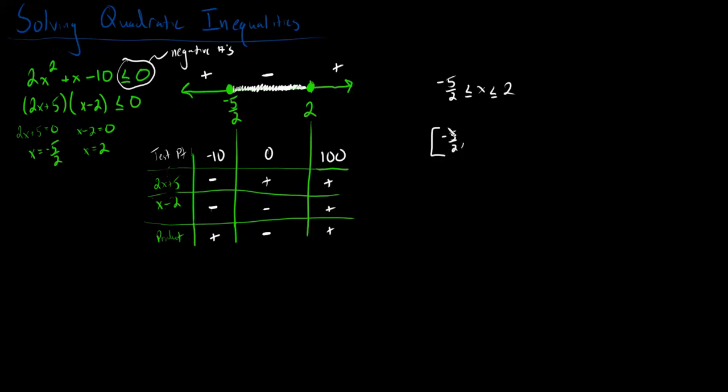Negative 5 halves with a bracket around it, because we can be negative 5 halves, as it's "or equal to," comma, 2. We can be 2, so we put a bracket around it, and this would be our answer in interval notation. So that is solving quadratic inequalities. What we're looking for is what the factors are, where that splits up our intervals, and then test to see if we want to be positive or negative.